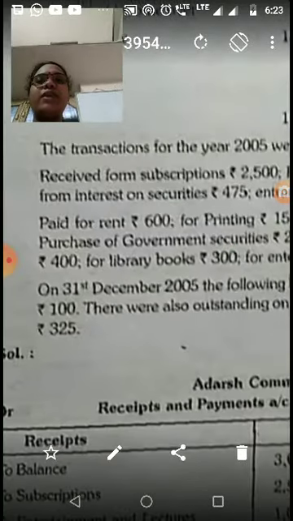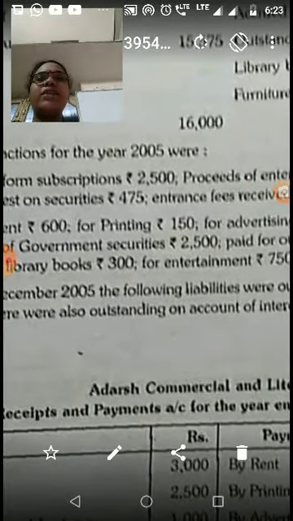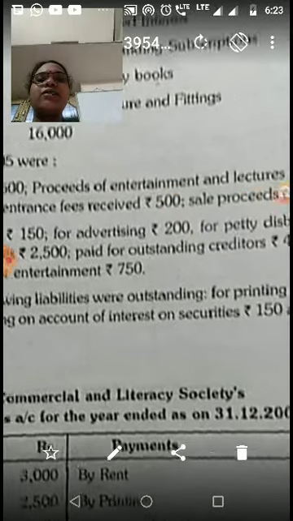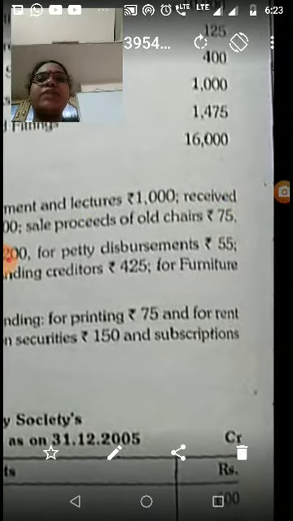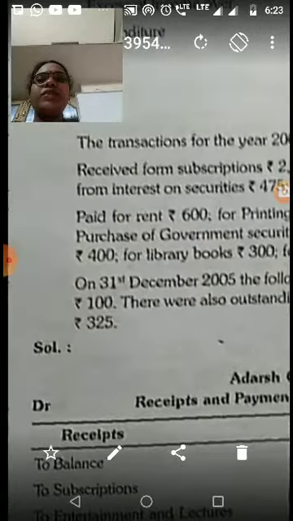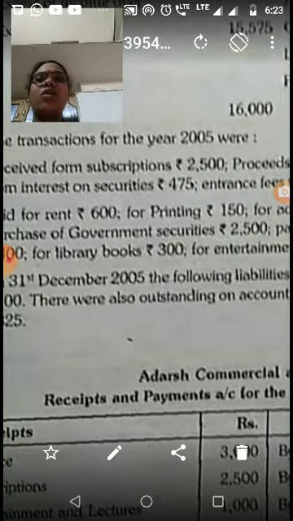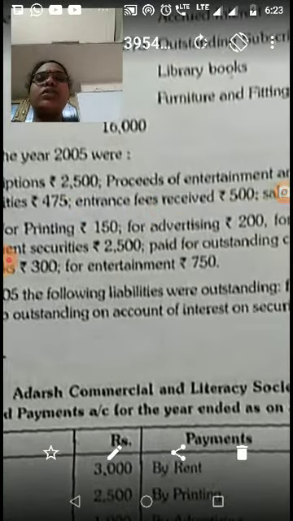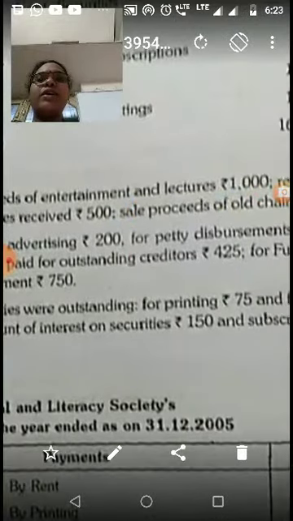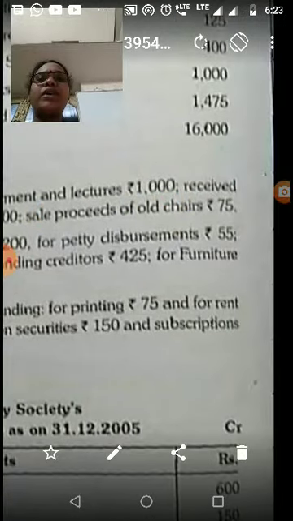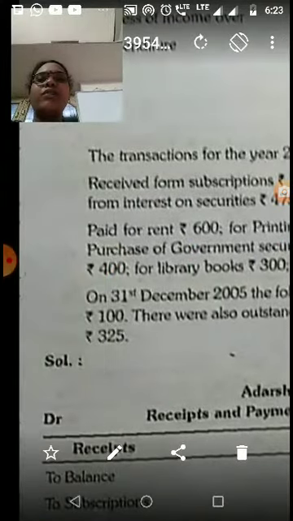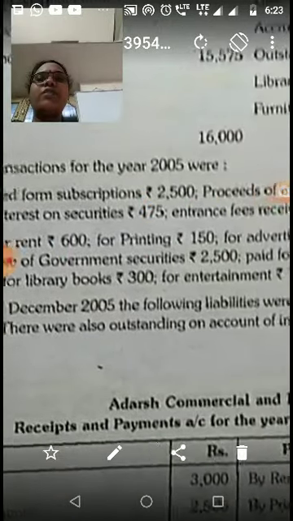Now paid rent 600. For printing 150. For advertising 200. For petty disbursements 55. Now purchase of government securities 2500. Paid for outstanding creditors 425. For furniture 400. For library books 300.